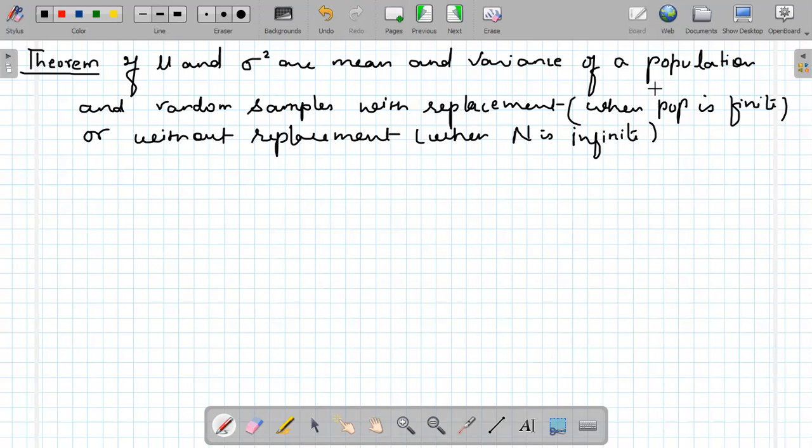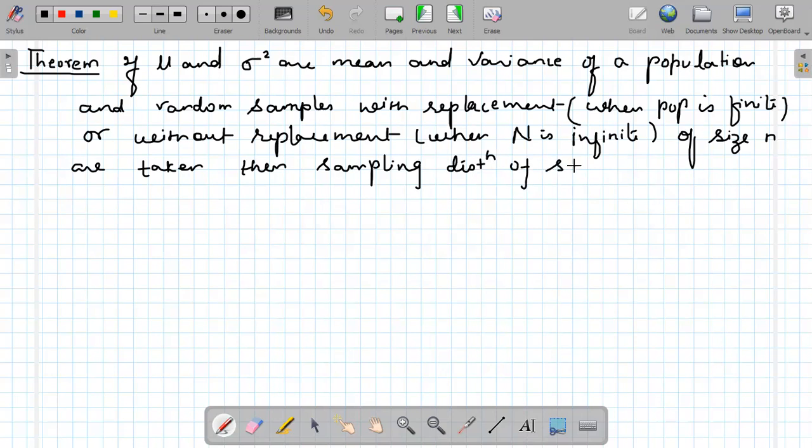If mu and sigma square are mean and variance of population and random samples with replacement or without replacement of size n are taken, then sampling distribution of sample mean has mean equal to mu and variance equal to sigma square upon n.